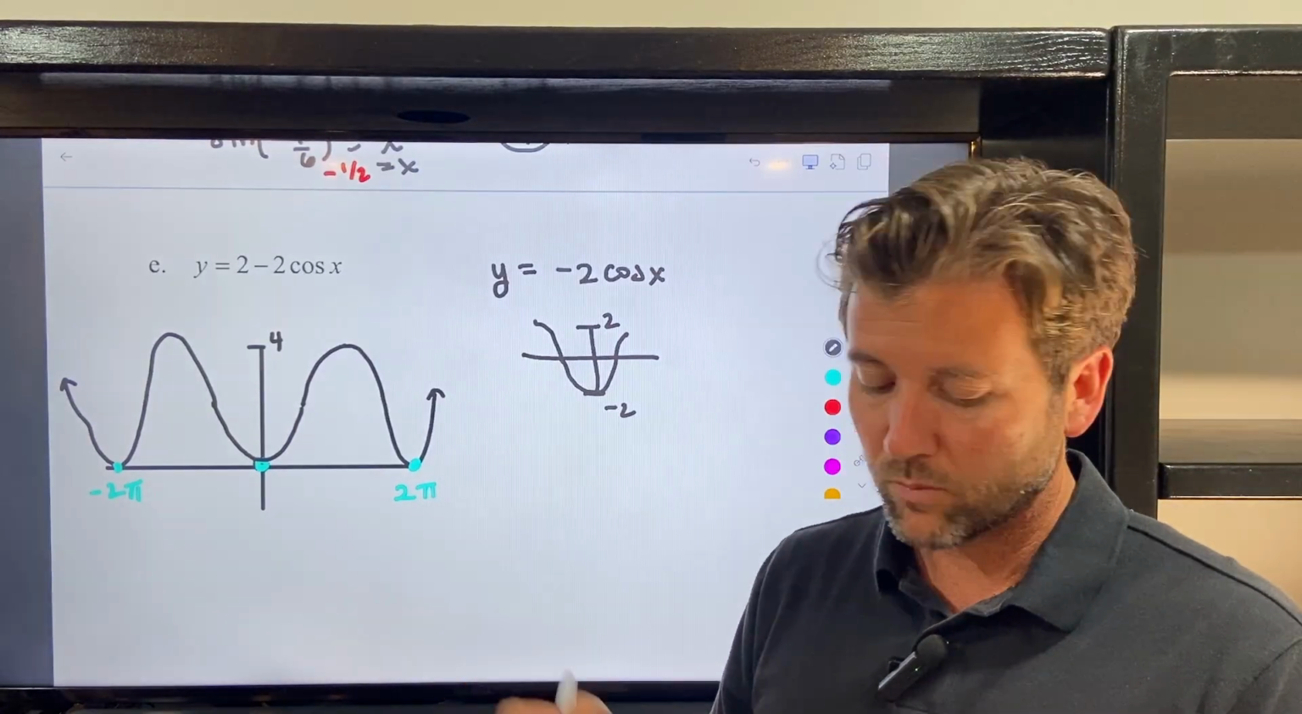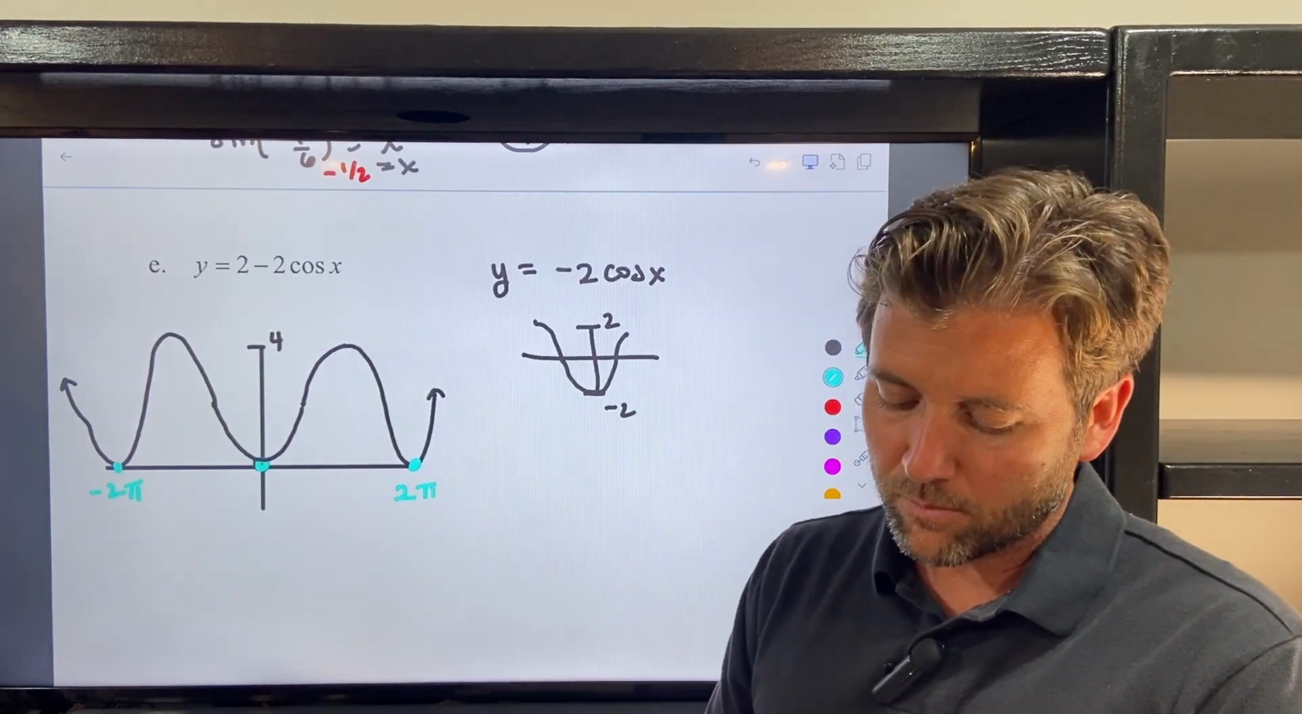Now, if you want to solve for them, we can do that. If you want to find the x-intercepts, you can plug in 0 for y.